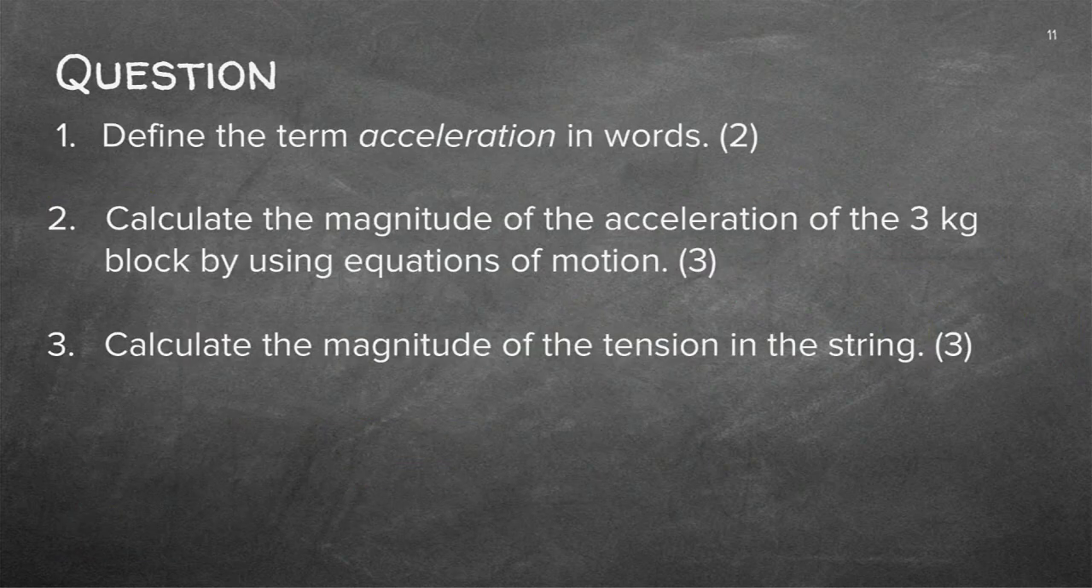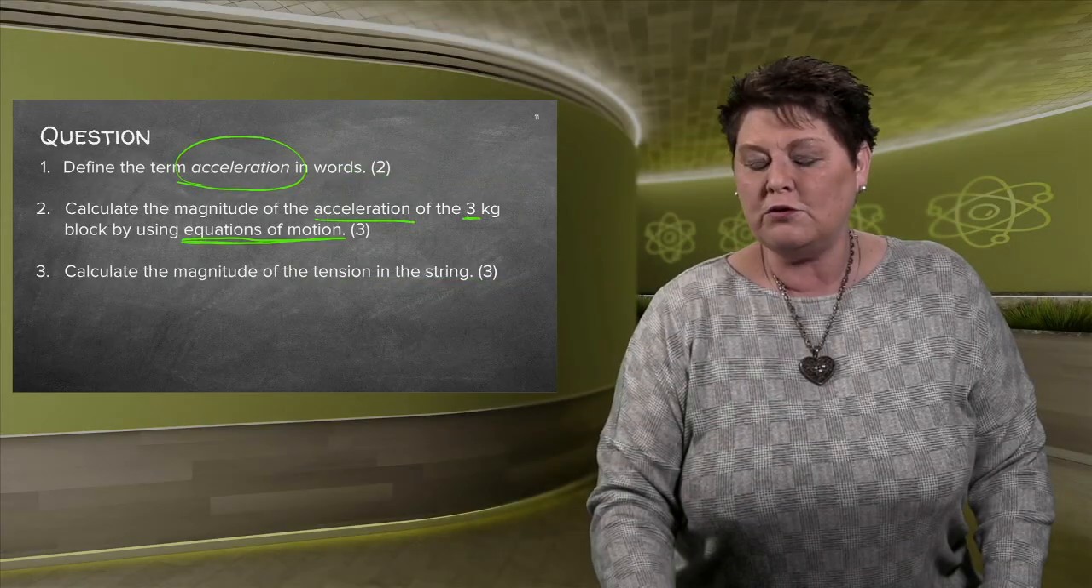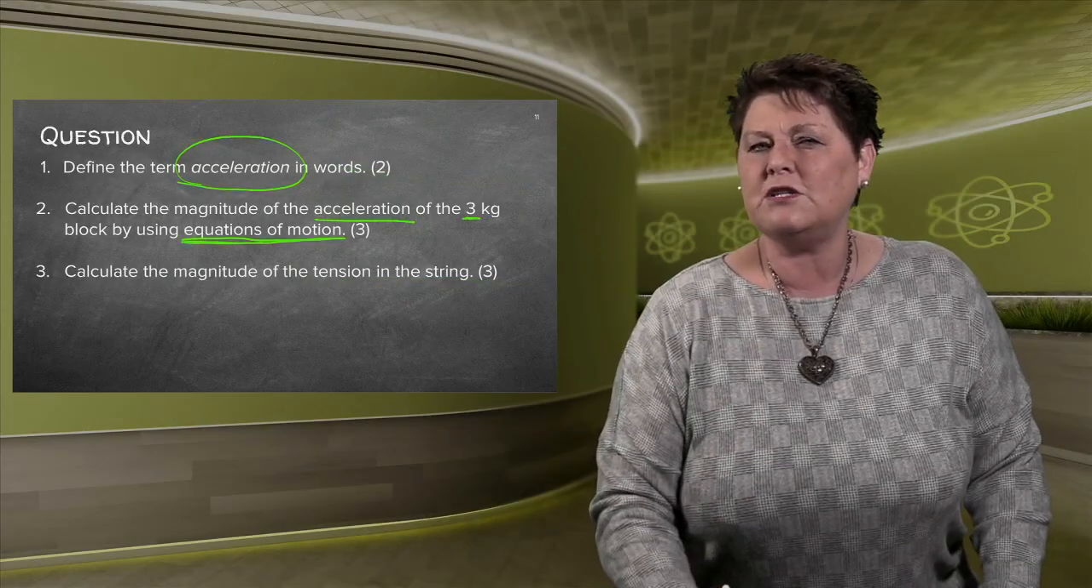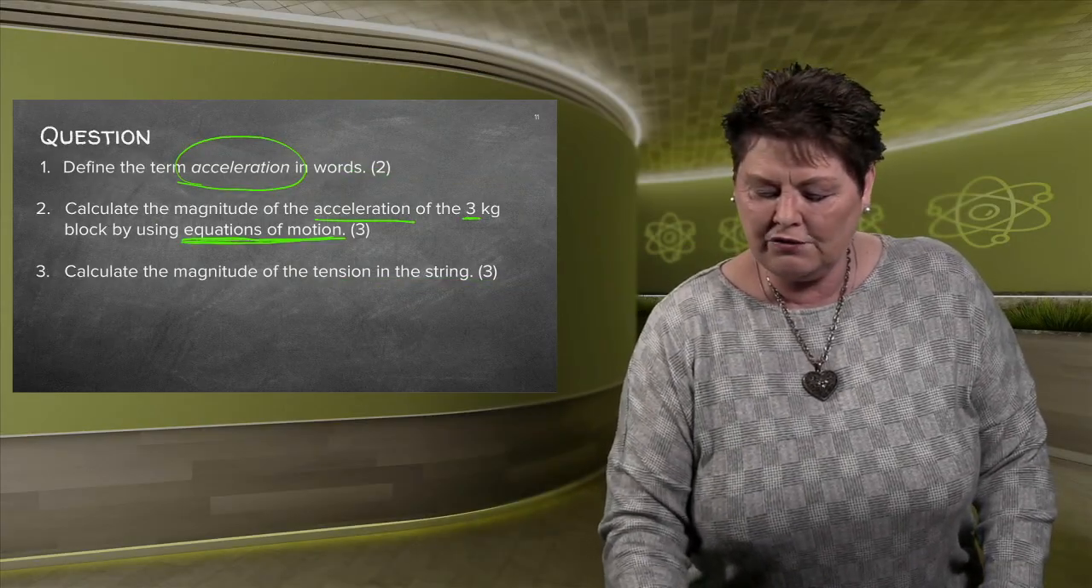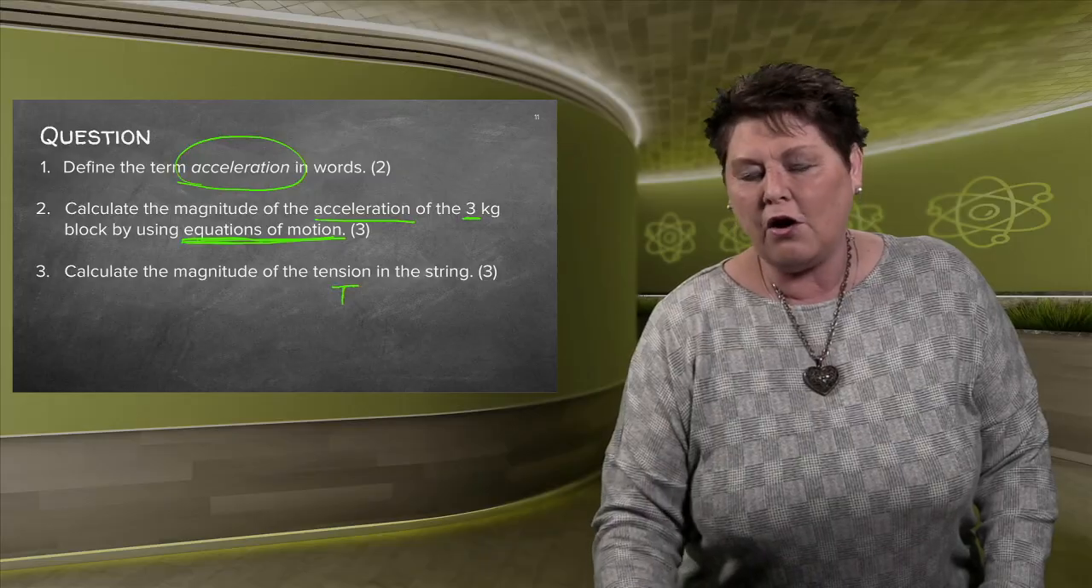Questions. Define acceleration. We almost did that just now. Calculate the magnitude of the acceleration of the 3 kilogram, and be careful now, using equations of motion. Remember, we did that in section 3. This is section 4 Newton. So have a look at the equations of motion in section 3. And then finally, work out the tension of that string.